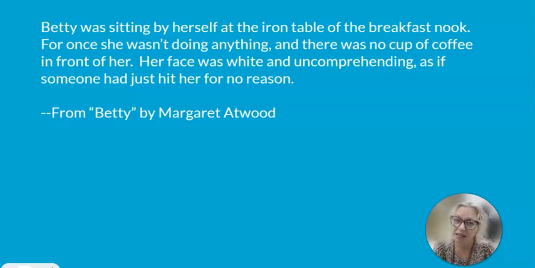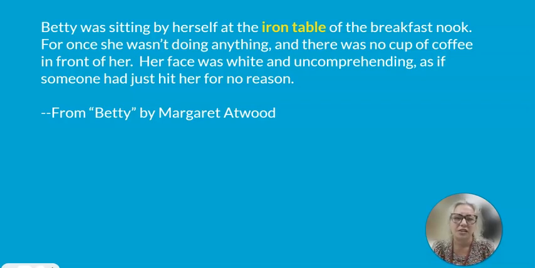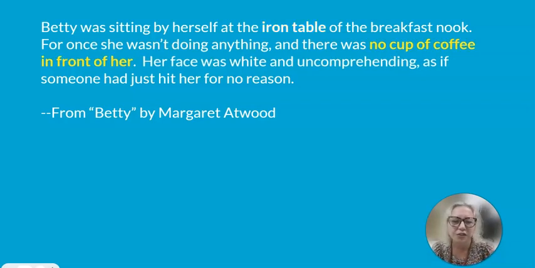But Atwood doesn't tell us any of those things. Instead, we have that iron table creating this cold, sturdy feeling, paralleling the feeling that the character is experiencing. No cup of coffee in front of her. Instead of saying she was without anything, it creates an image through its absence, right? No cup of coffee in front of her. So typically she would have a cup of coffee, and that's an image that we can see, but because it's not there, this image has been negated. It's been taken away from us as readers.